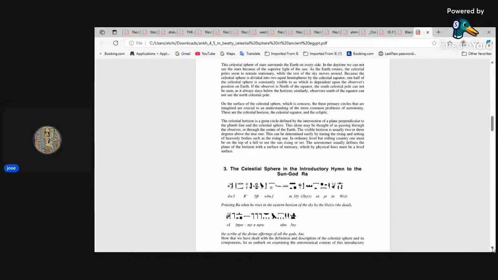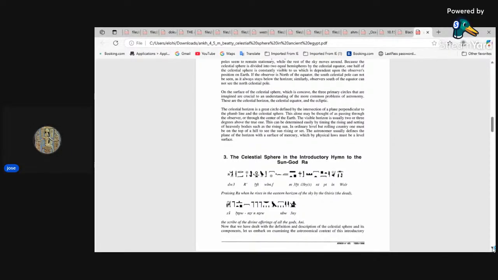In the daytime, we cannot see the stars because of the superior light of the sun. As the earth rotates, the celestial poles seem to remain stationary while the rest of the sky moves around, because the celestial sphere is divided into two equal hemispheres by the celestial equator. One half of the celestial sphere is constantly visible to us, which is dependent upon the observer's position on Earth. If the observer is north of the equator, the south celestial pole cannot be seen, as it always stays below the horizon. Similarly, observers south of the equator cannot see the north celestial pole on the surface of the celestial sphere, which is concave.